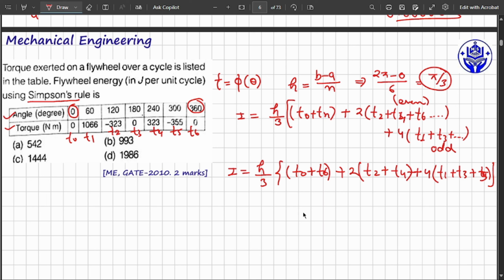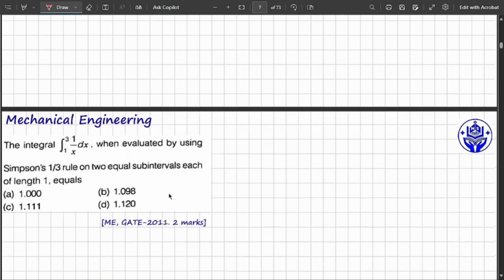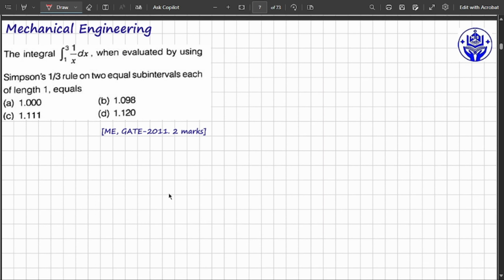Now after putting all these values, you will get the answer 993. So the B answer is the correct answer in this case. Okay, now let's move to the next question. Next is again related to integration, and again it is Simpson 1/3.